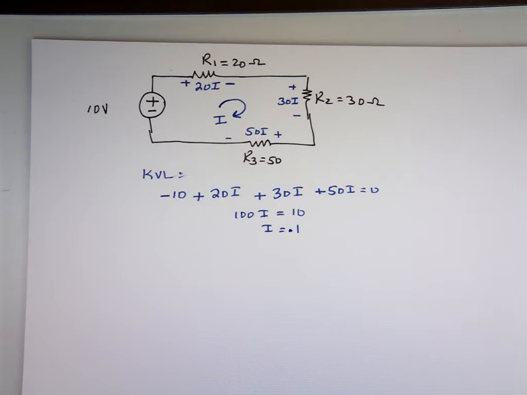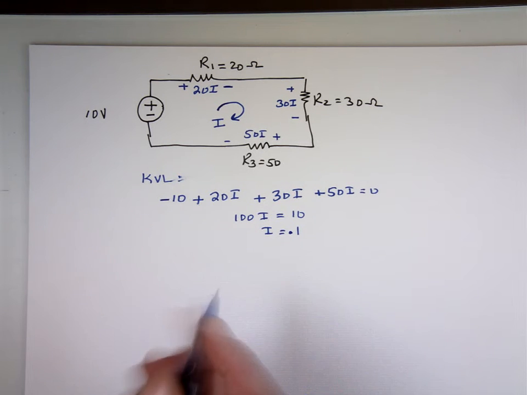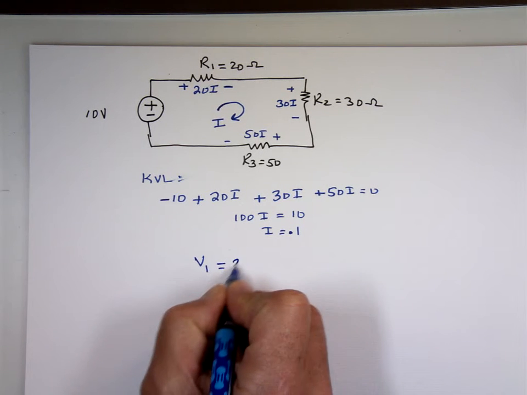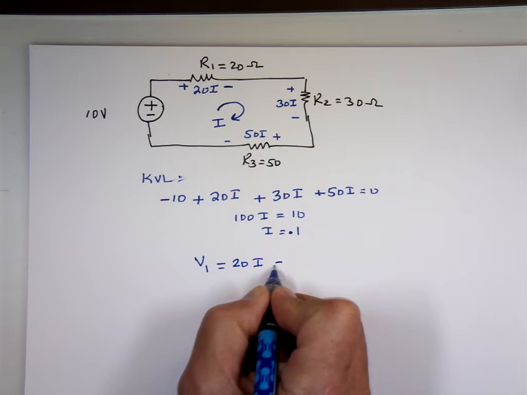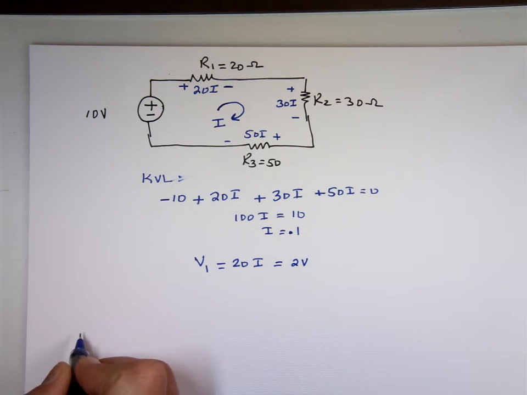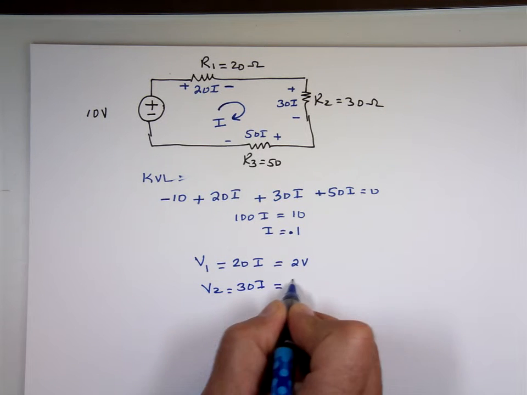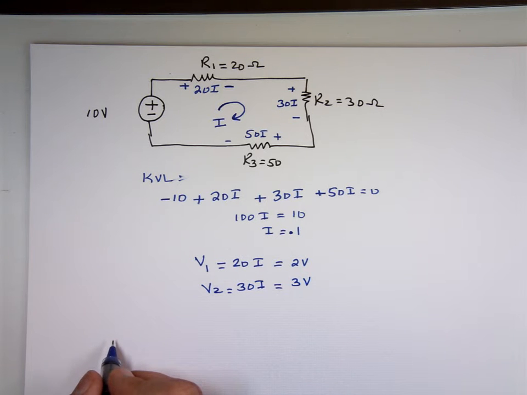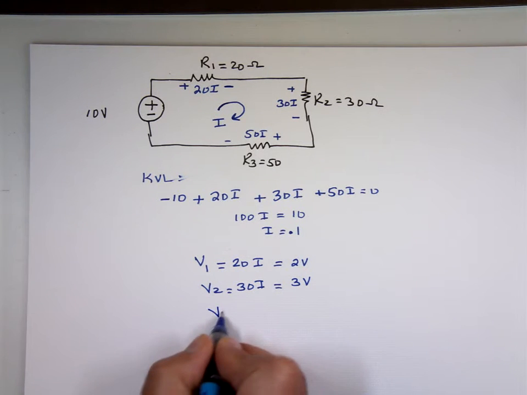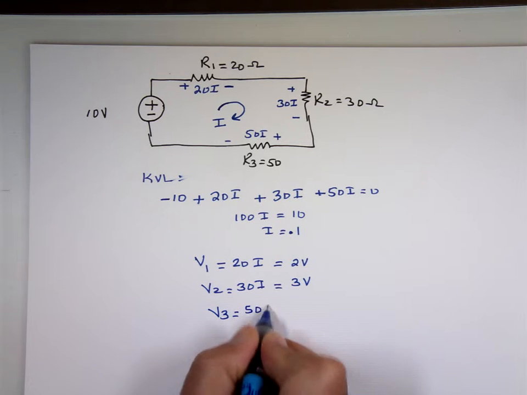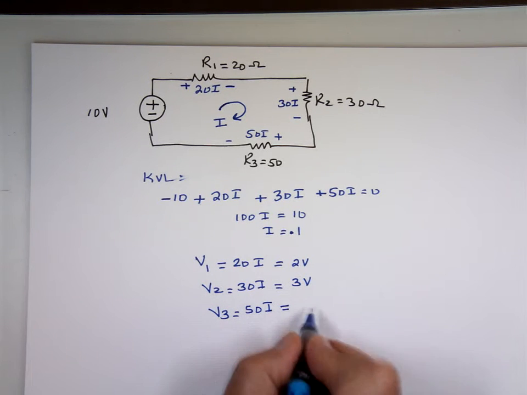I didn't have to combine these resistors into one. So I solved the problem a bit differently here. Probably quicker and easier. If I is 0.1, now you know what the voltage V1 across resistor 1 is. We said it's 20 times I. 20 times 0.1, 2 volts. V2, it's 30 times I. I is 0.1, 3 volts. V3, it's 50 times I. I is 0.1, 50 times 0.1 is 5 volts.